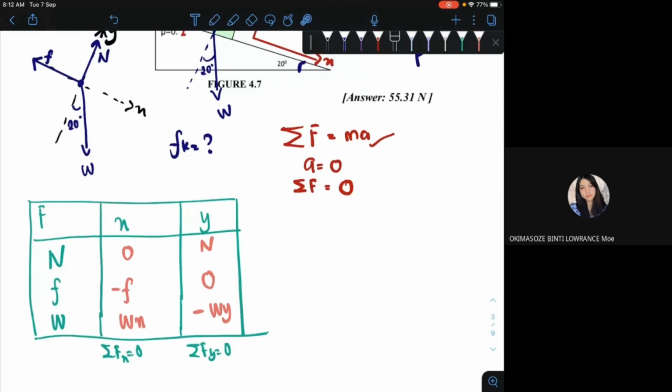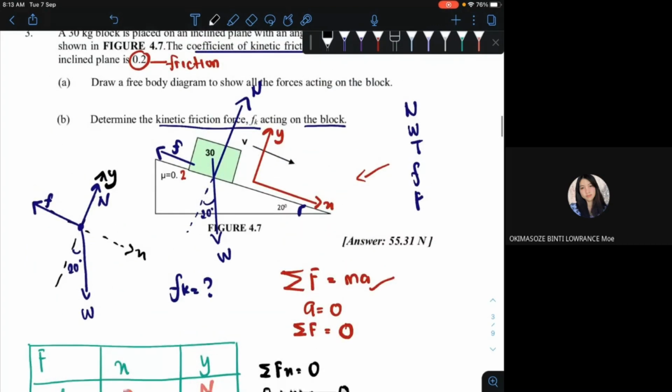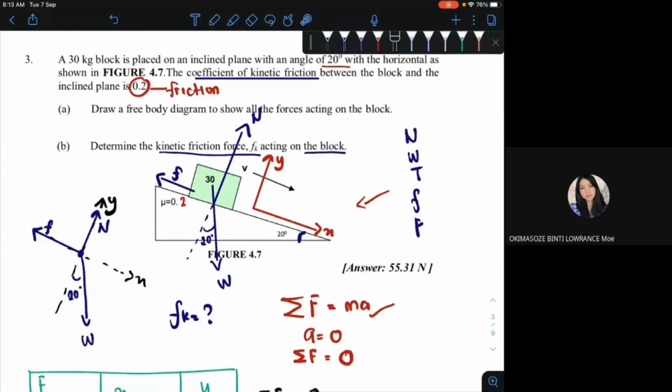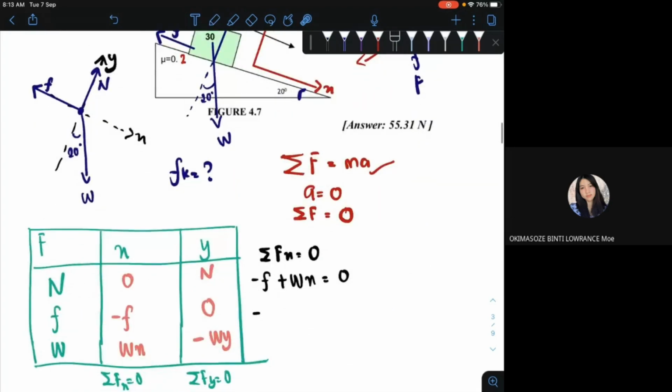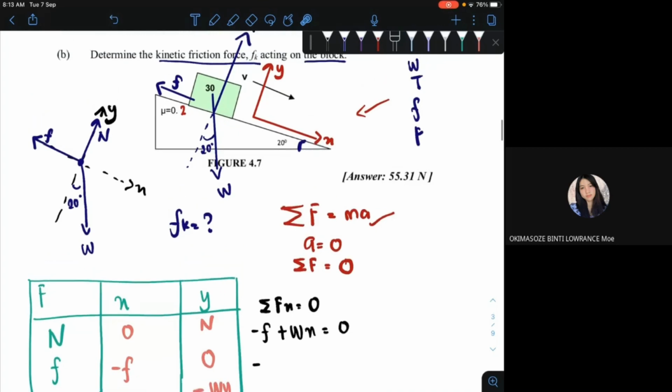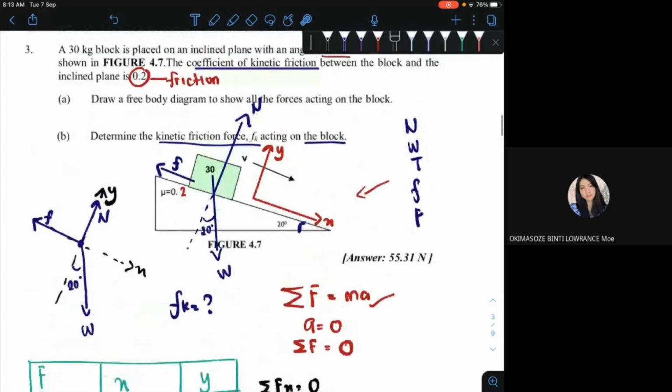Okay, so since soalan nak frictional force, kita tengok pada X axis. So what are we going to have? Summation Fx is equals to 0. Okay, apa yang kita ada along kat sini adalah negative friction plus weight Wx should equals to 0. Negative friction dia tak bagi nilai, itu yang kita nak cari. Okay, so however kalau kamu tengok dekat sini dia bagi coefficient of friction sebanyak 0.2.